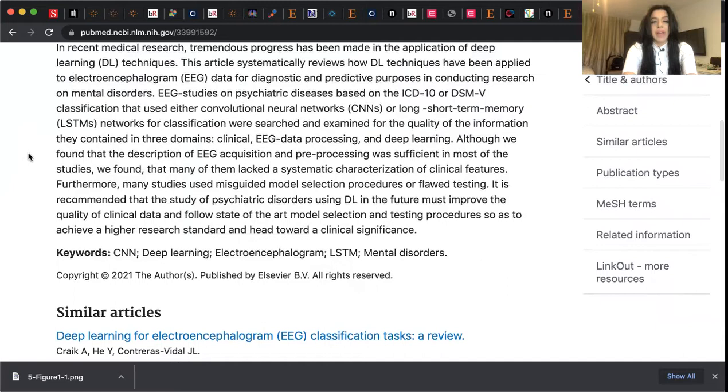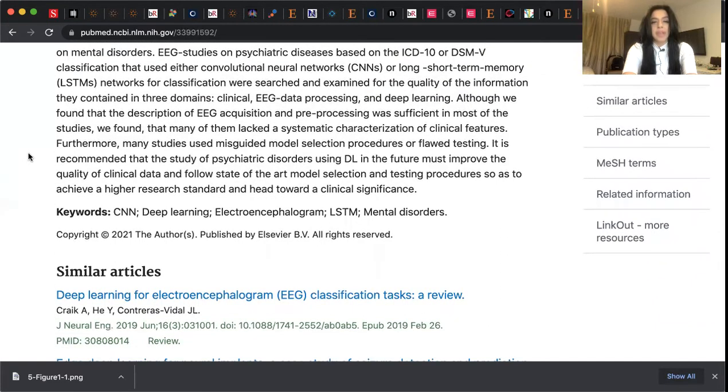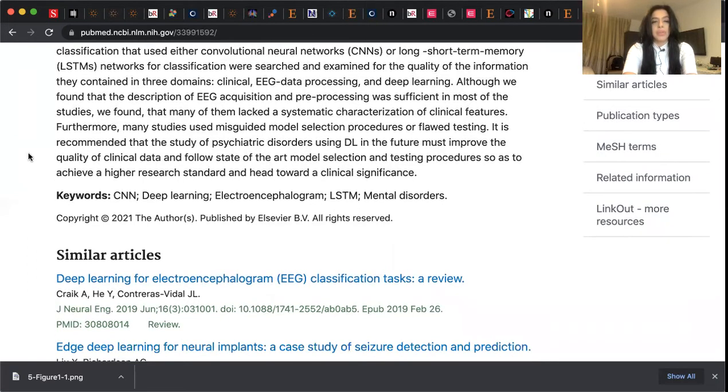Although we found that the description of EEG acquisition and pre-processing was sufficient in most of the studies, we found that many of them lacked a systematic characterization of clinical features. Furthermore, many studies used misguided model selection procedures or flawed testing. It is recommended that the study of psychiatric disorders using DL in the future must improve the quality of clinical data and follow state-of-the-art model selection and testing procedures so as to achieve a higher research standard and head toward clinical significance.